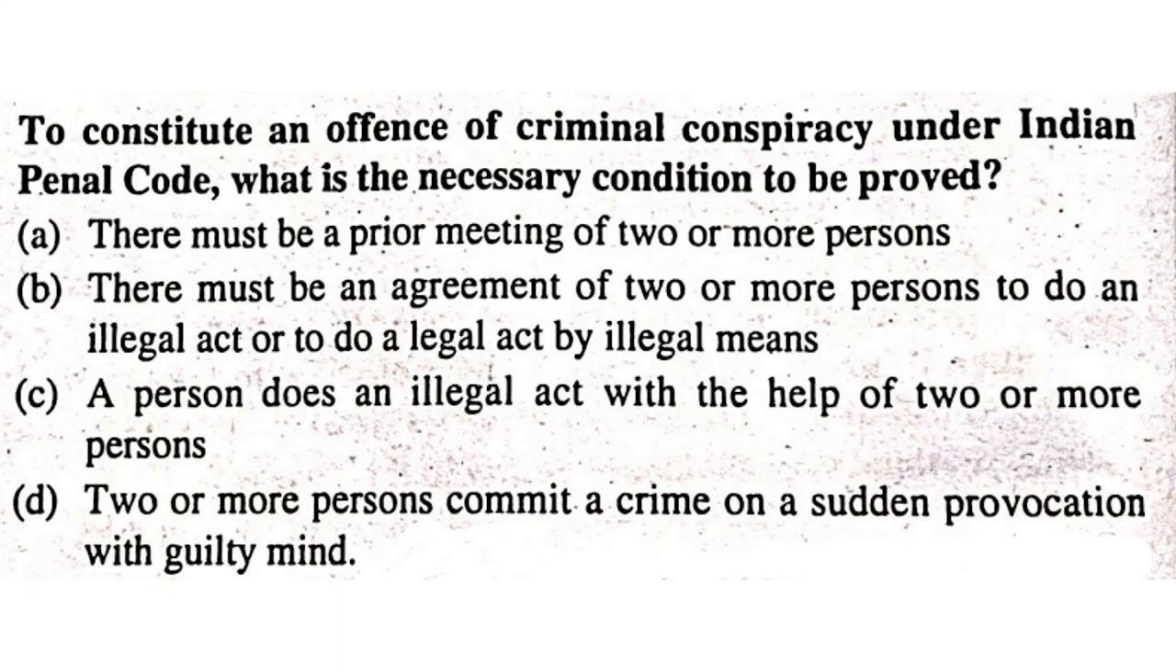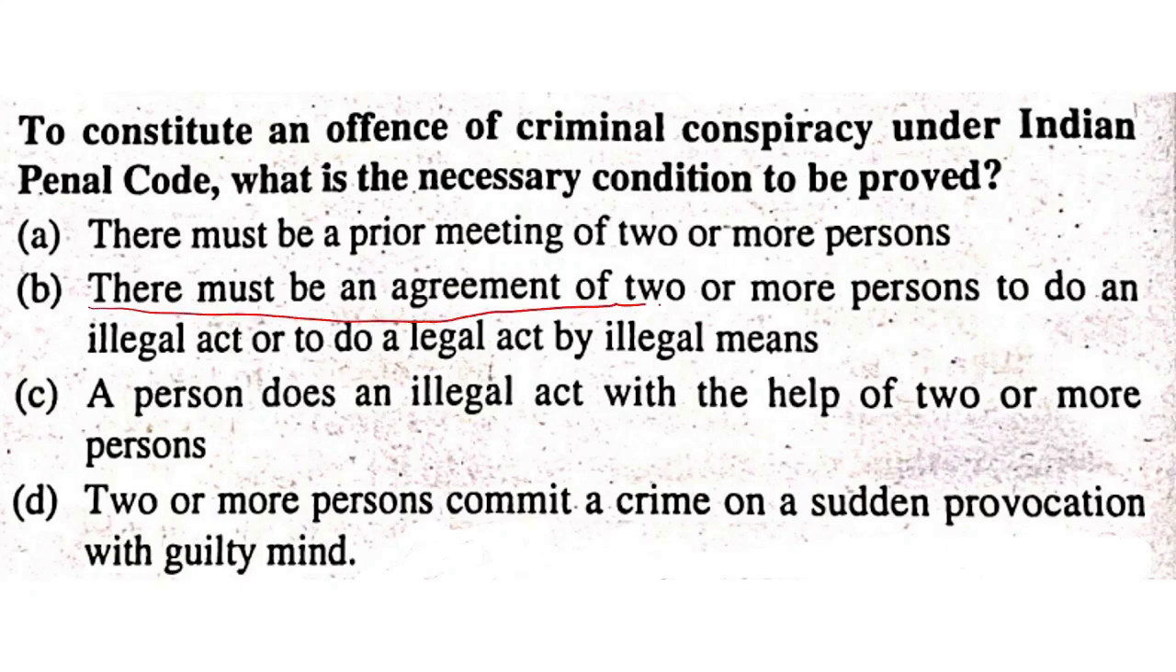To constitute an offense of criminal conspiracy under the Indian Penal Code, what is the necessary condition to be proved? There must be a prior meeting of two or more persons. There must be an agreement of two or more persons to do an illegal act or to do a legal act by illegal means. A person does an illegal act with the help of two or more persons. Two or more persons commit a crime on a sudden provocation with guilty mind. The answer should be there must be an agreement.